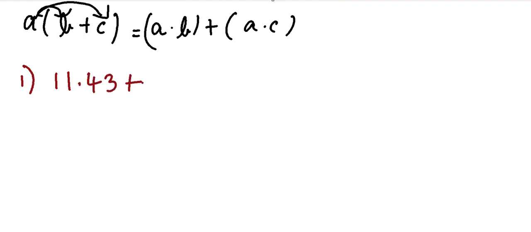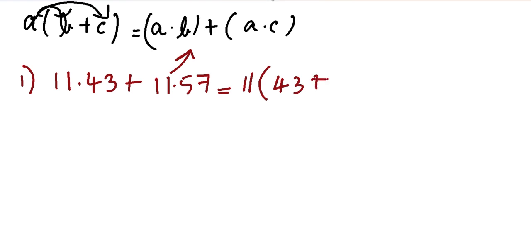11 into 43 plus 11 into 57. So when you take a keen look at this problem, it goes in line with the right hand side of the distributive property, right? So now let us assume the value of A is 11, B is 43 and C is 57. So we take 11 outside, inside you get 43 plus 57, which is 100. So 11 into 100 is going to be 1100.